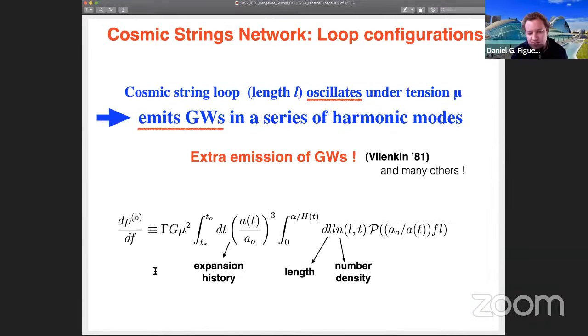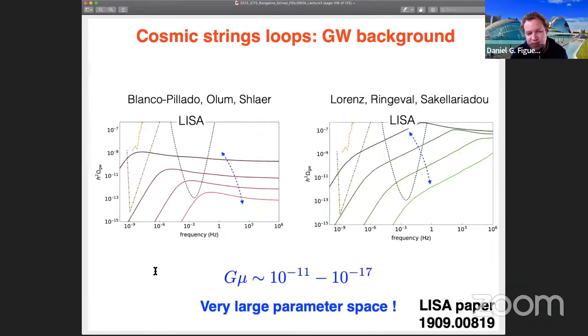And for the case of standard loops, any of these curves is a superposition of the three contributions: the production from loops radiating during radiation domination; loops produced during radiation domination but radiating during matter domination, which is typically the peak; and loops radiating during matter domination, which typically gives this infrared slope. So it's different from the other argument, but this is what comes out from summing up the three contributions from the loop distributions.